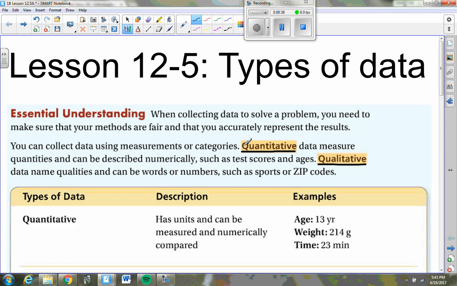Okay, quantitative data measure quantities and can be described numerically, and they can be manipulated numerically, such as test scores, ages, heights, weights, things like that. They measure quantities, some amount of something, some amount of years, some amount of weight, some amount of minutes. They can be described numerically, such as test scores, ages. They are things that can be averaged. Another good way to think of that: quantitative data can be averaged.